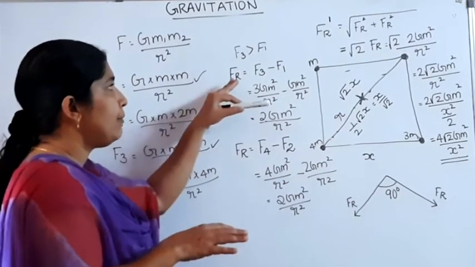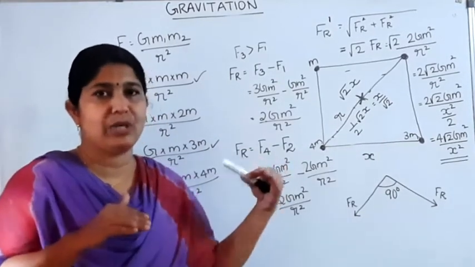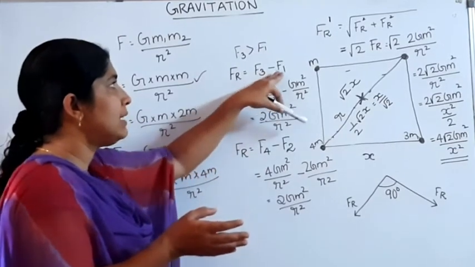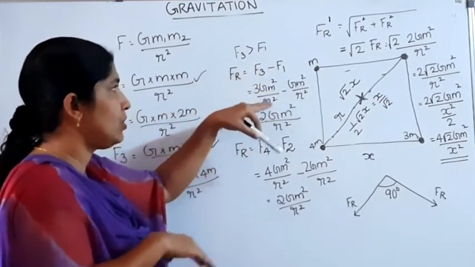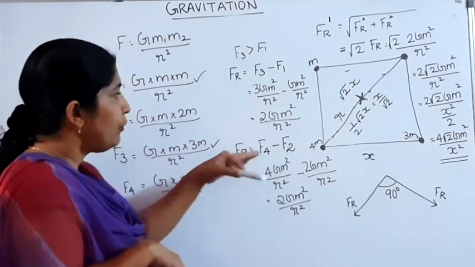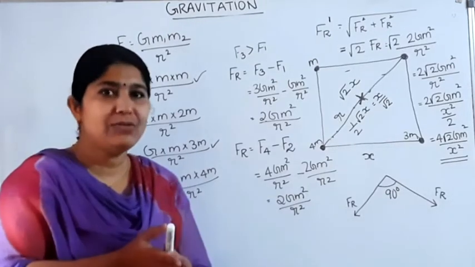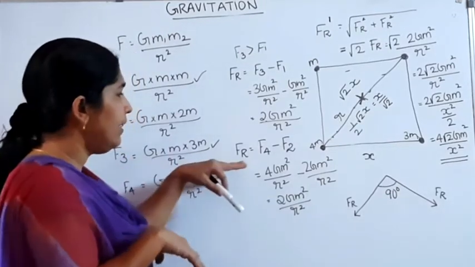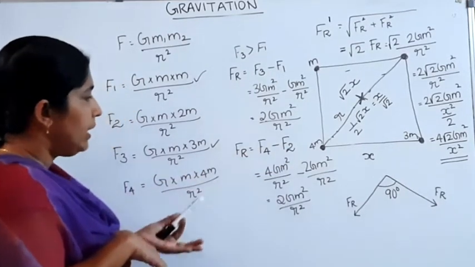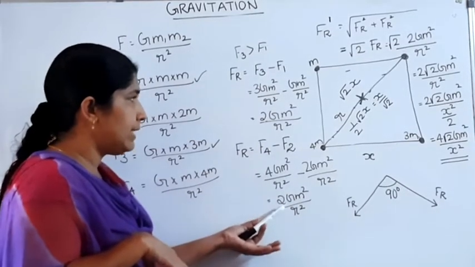Then F resultant: F1 and F3 are the 2 forces acting along a straight line. F3 is greater than F1, so we can write F3 minus F1 as the resultant in that direction. When we consider F2 and F4, F4 is greater than F2 and these 2 forces act along a straight line. Then the resultant is F4 minus F2. Then, on substituting the values, we get the answer.